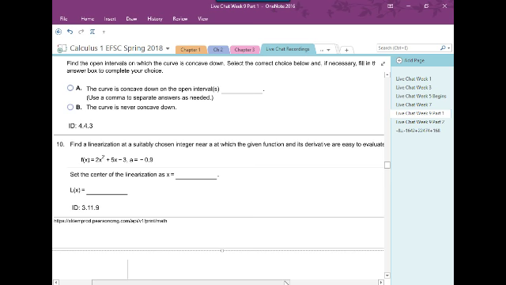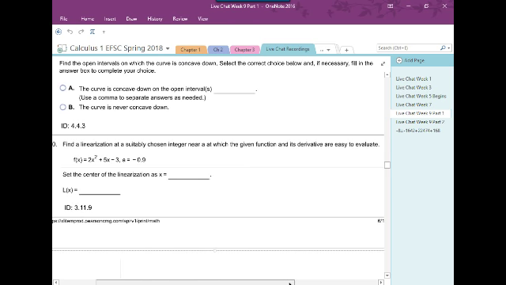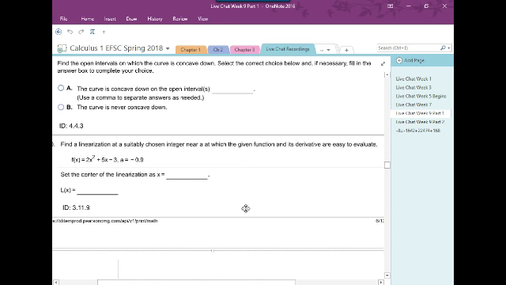Okay, so a linearization is a line, a tangent line to the curve at a particular point, and anywhere near that point it gives a good approximation of the function. And so this is nice for estimating, and you want the arithmetic to be easy.